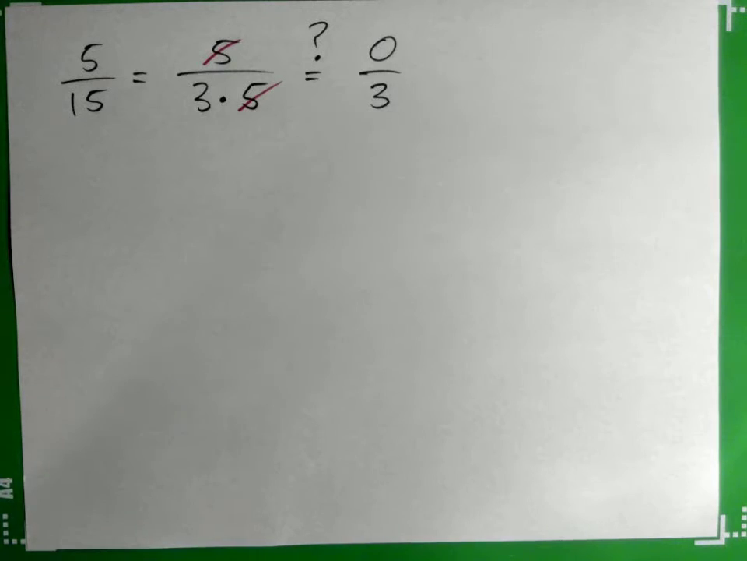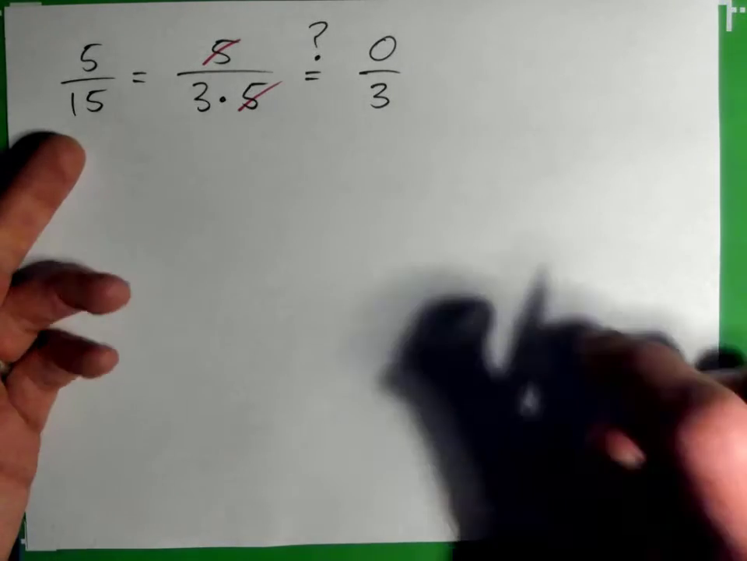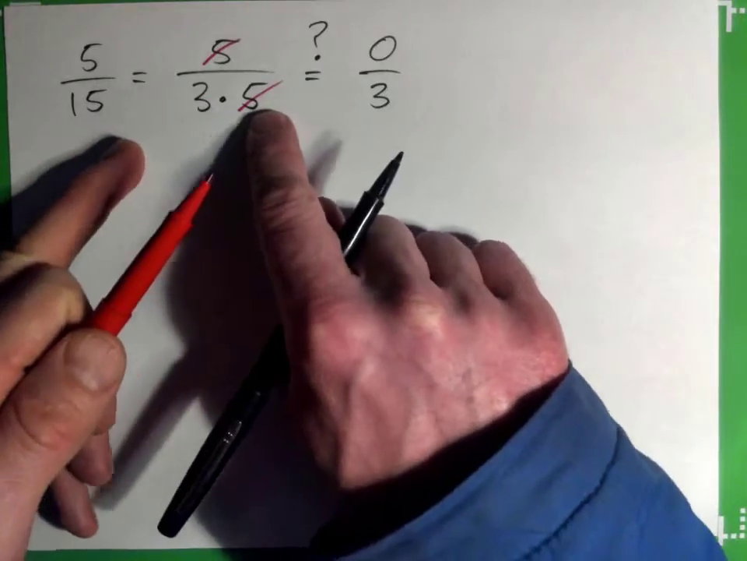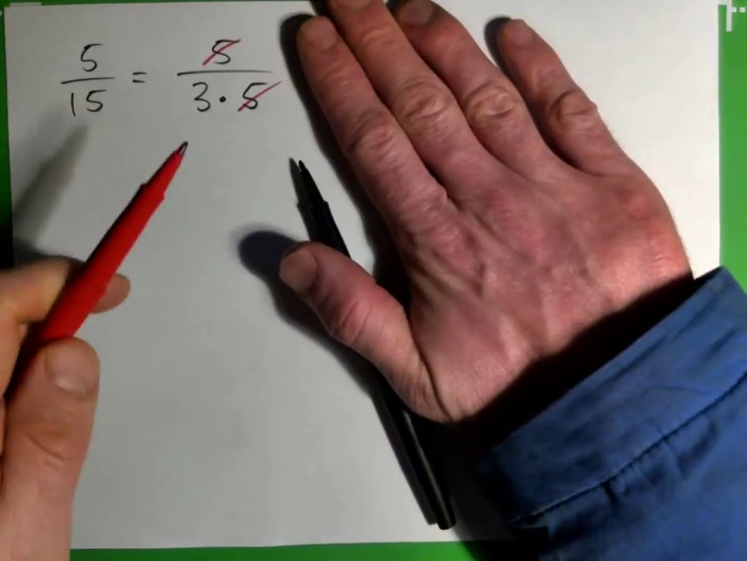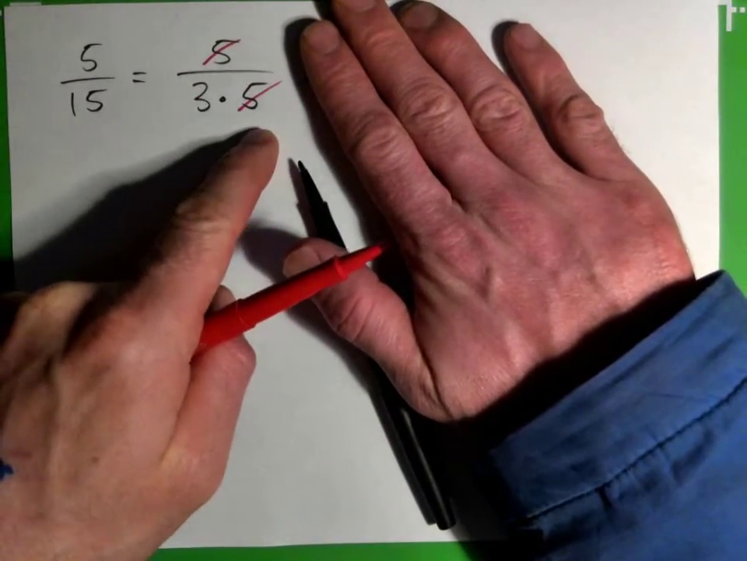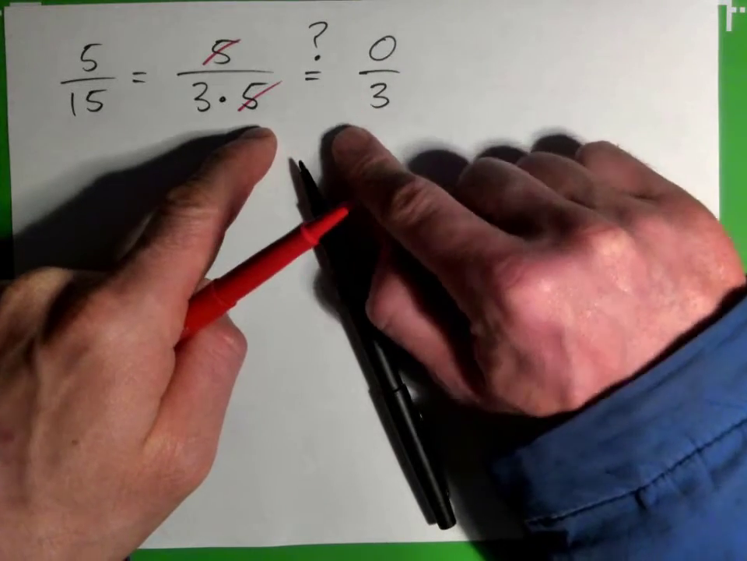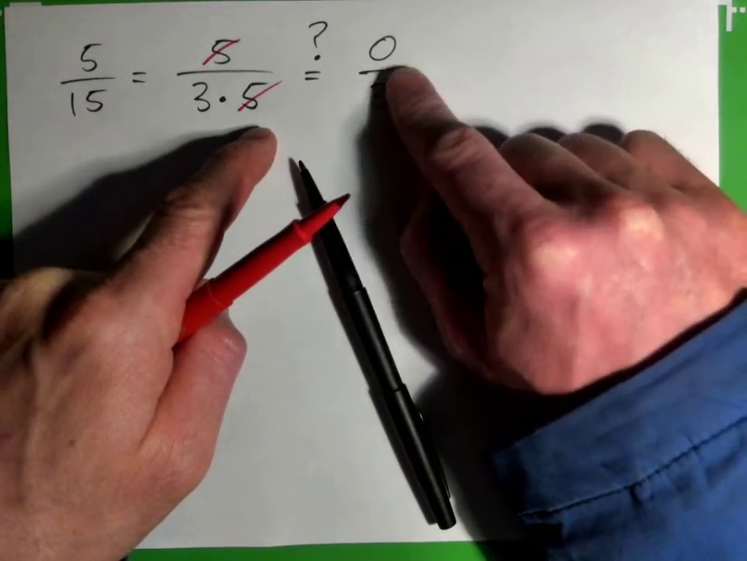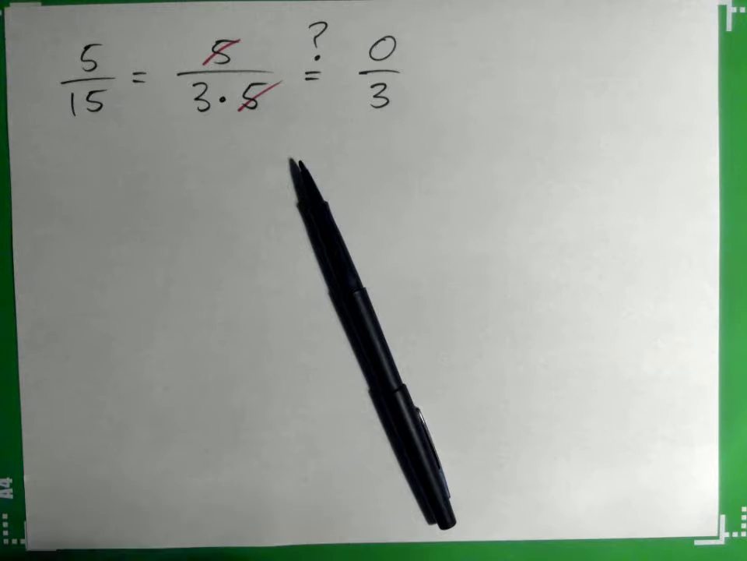Okay, so this first one here, we've got 5 over 15 is 5 over 3 times 5. So this step is correct. And then we cross cancel the 5s. And the question is, is that 0 over 3, or what? What was the mistake there, right?